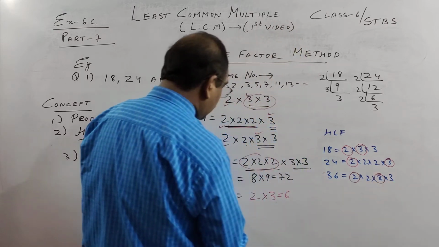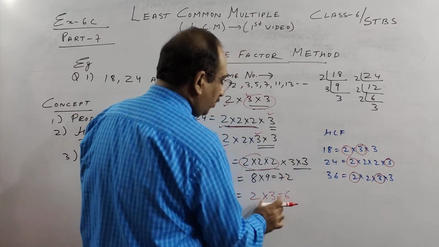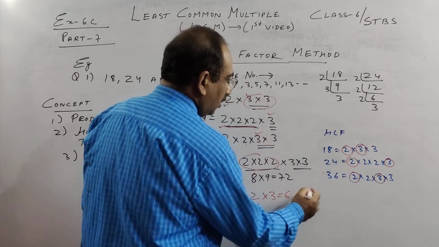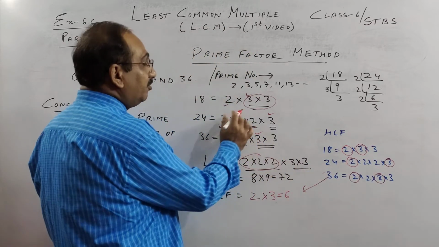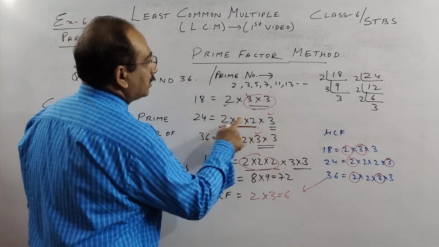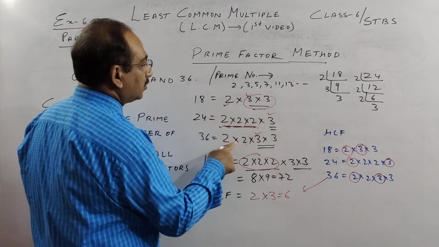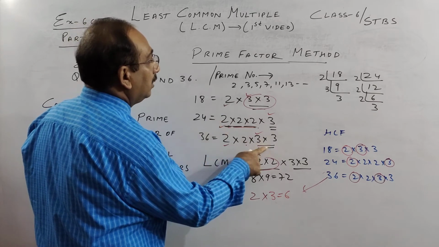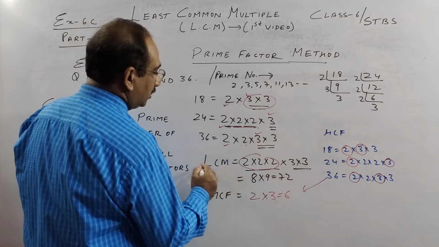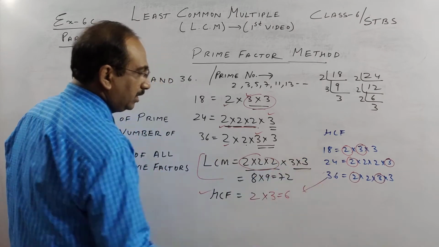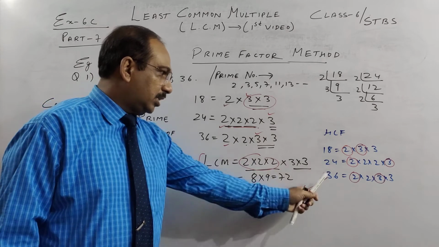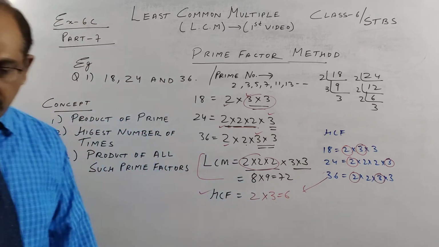Here we take the least number of times it appears. 2 is there once and 3 is there once. But in LCM we see the highest number of times. 2 appears thrice in 24, and once and twice in the others, and 3 appears twice, twice and once. So take twice. So this is my LCM. Same question, because later on you will find LCM and HCF. So I have given you both concepts over here.